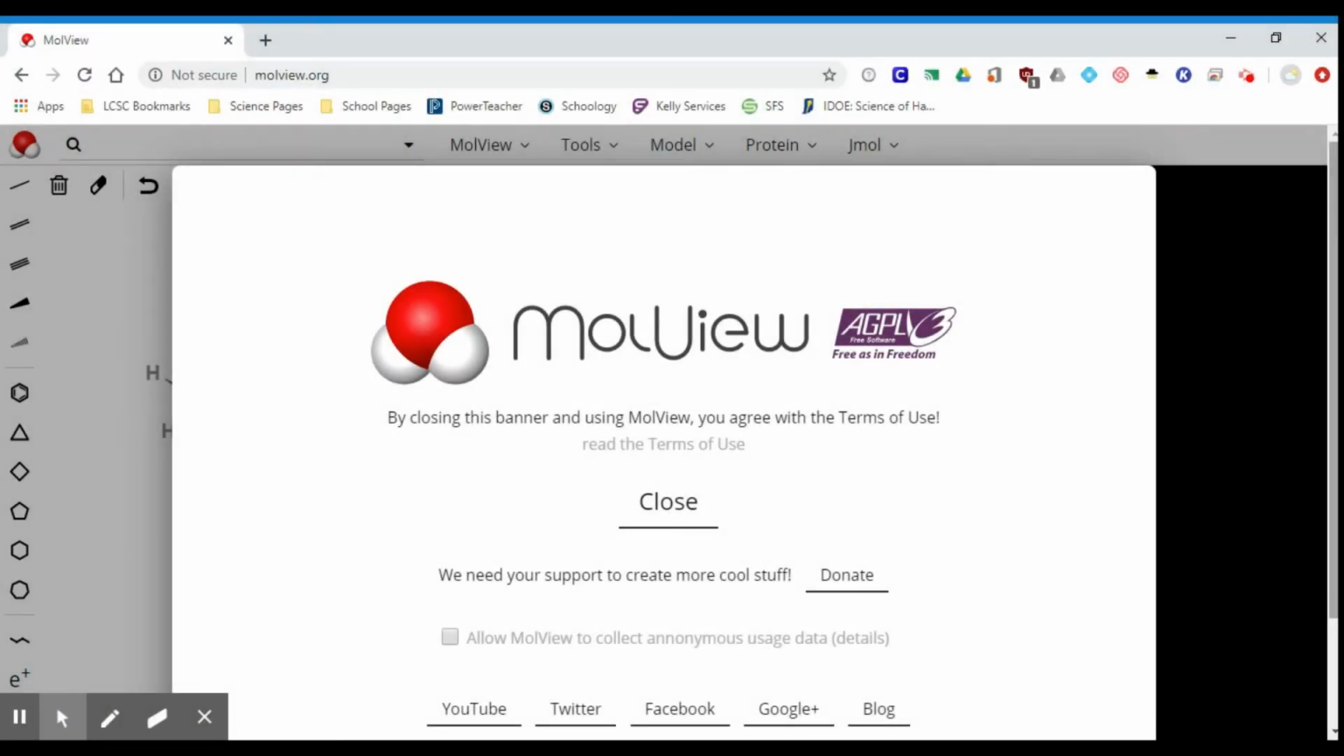All right, this is Mr. McCord's ICP class, Unit 5, Lab number 2. We're going to be looking at modeling covalent compounds.